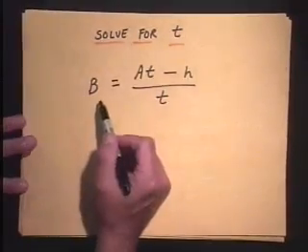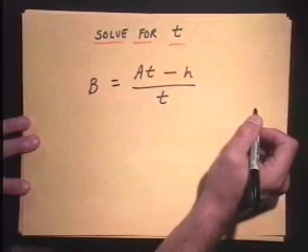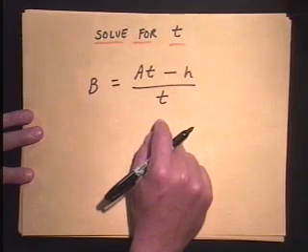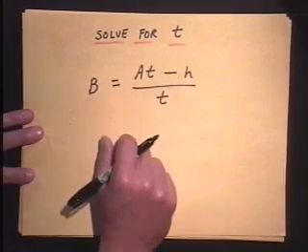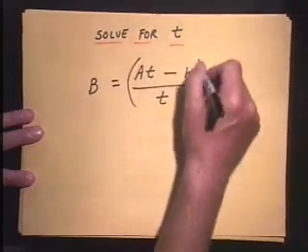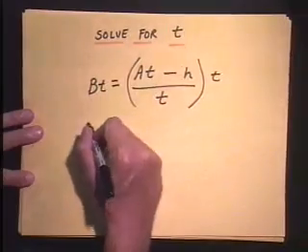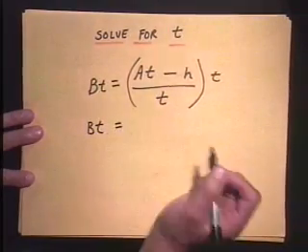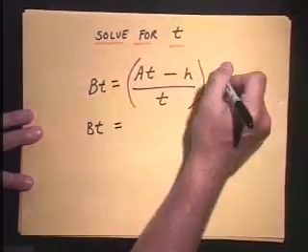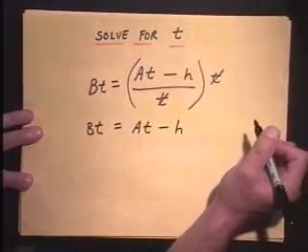We have b equals a times t minus h, all divided by t, and we want to solve for t here. So again, we want to get rid of those fractions by multiplying through by the common denominator, which in this case again is the only denominator, t. So when I multiply by t, I get b times t equals, what happens over here? You know what? The old chop chop, the t's go out, and we're left with a times t subtract h.